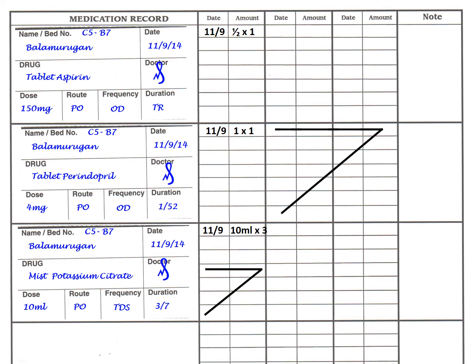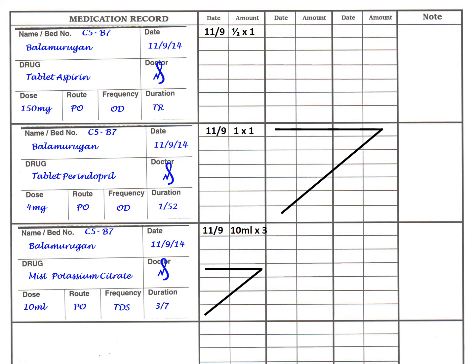Now let us see the tablet aspirin. The strength of tablet aspirin is 300 mg. So we are going to give the patient half a tablet daily. 150 mg is half of the tablet and OD is daily, right? And the duration is TR. So what you have to do is, if you are supplying the drug on 11th of September here, because the date of the prescription is 11, on that day you supply the drug and you should write there half times 1. Half is representing the tablet that is being supplied, and 1 is the frequency of the drug supply. So half times 1. Okay, that is the first example.